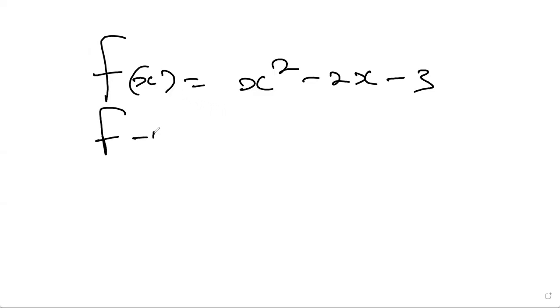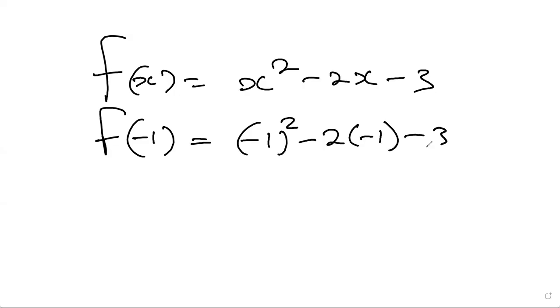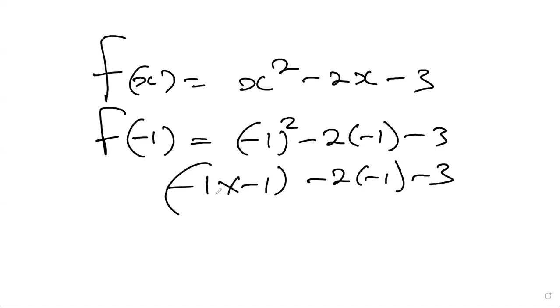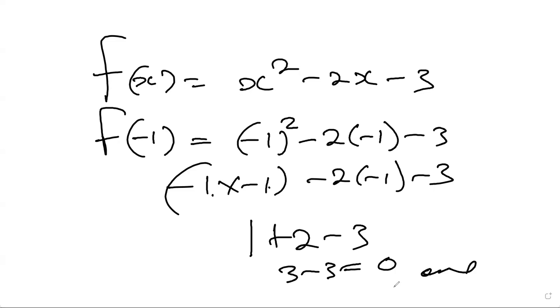Let's say they give us negative 1. They love to do that, right? So anyway, we see x, we put negative 1. So it's negative 1 squared minus 2 times negative 1 minus 3. Then we do the maths. Negative 1 times negative 1, positive. Negative 2 times negative 1, positive 2. So 3 minus 3 equals 0.